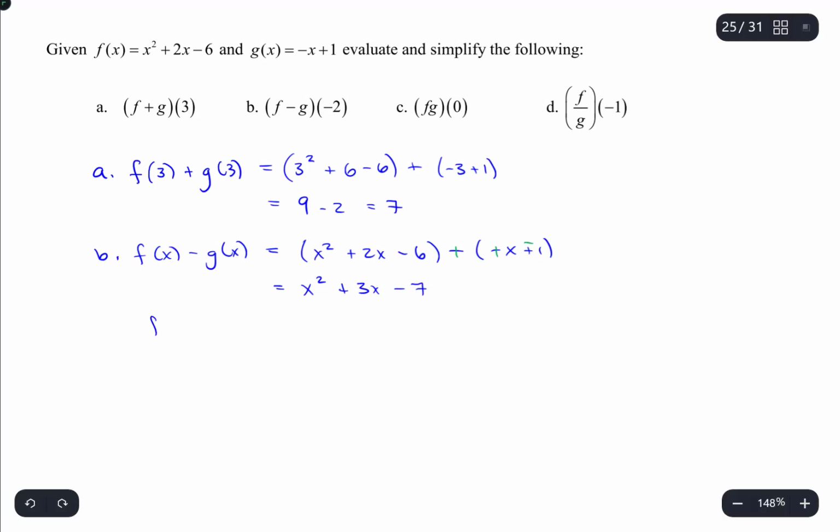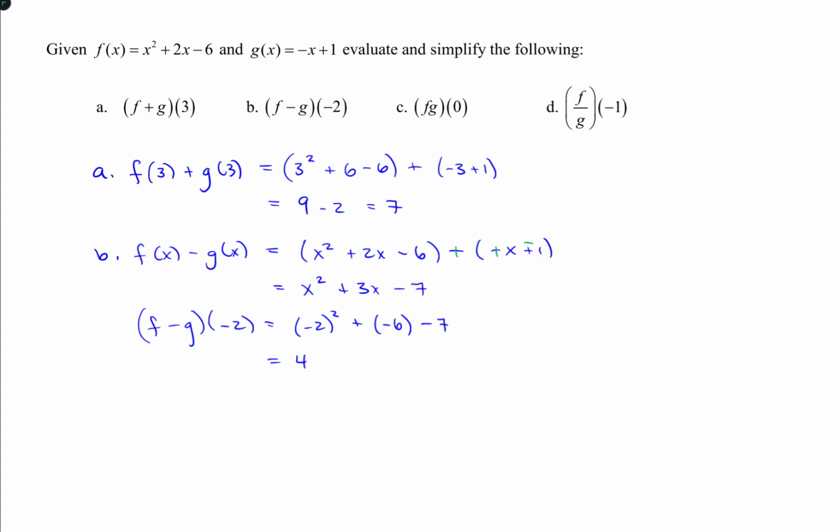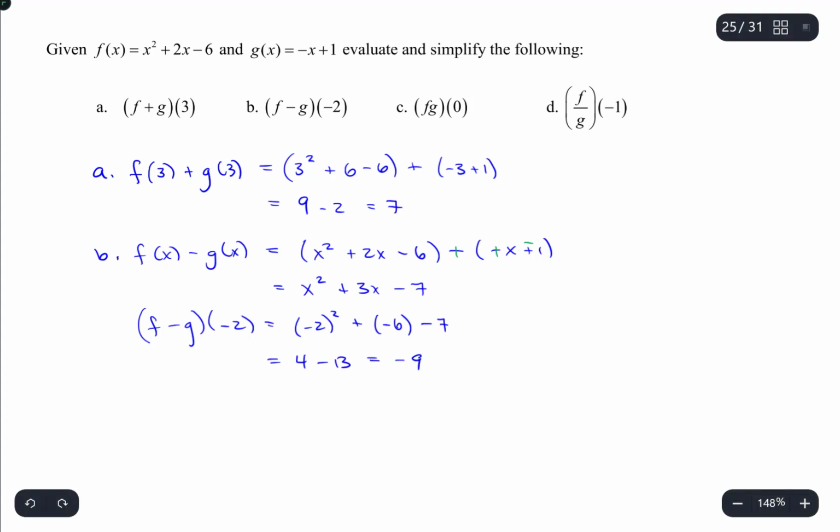And then now we can get f minus g of x evaluated at negative 2 just by plugging into this function. So negative 2 squared plus 3 times negative 2, so I'll just go ahead and write that as negative 6 minus 7. So this would be 4, that becomes positive 4. Negative 6 minus 7 is minus 13, so negative 9. And I could have done it the same way that I did in part A. It really doesn't make any difference at all.